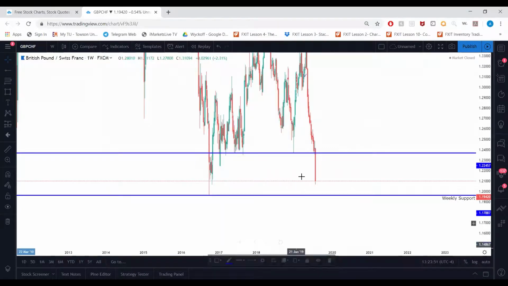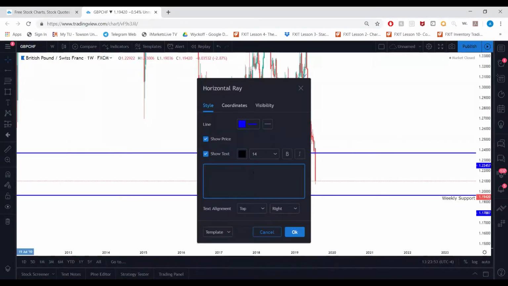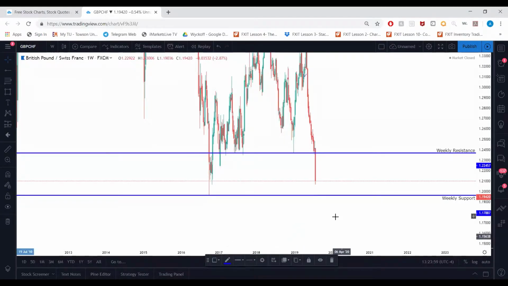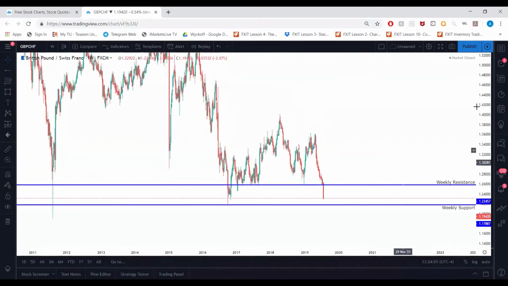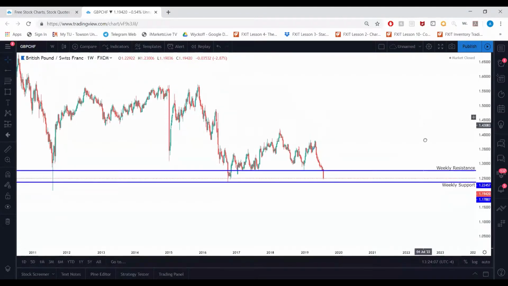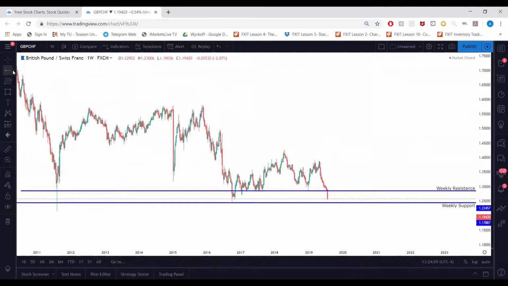Put it on the bottom. Obviously, this is weekly resistance. Here we go. So this is the first step I do, right? I go on the weekly, find the most relevant support and resistance, and then we identify trend. So obviously this is a strong bearish trend.